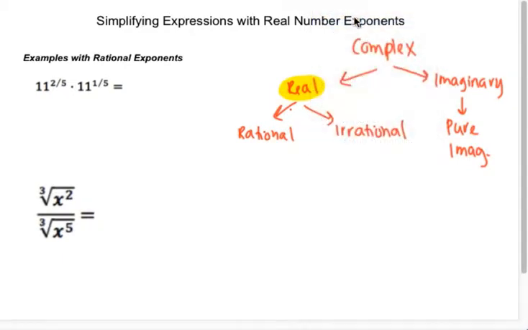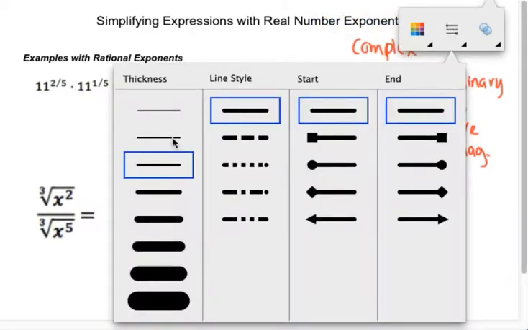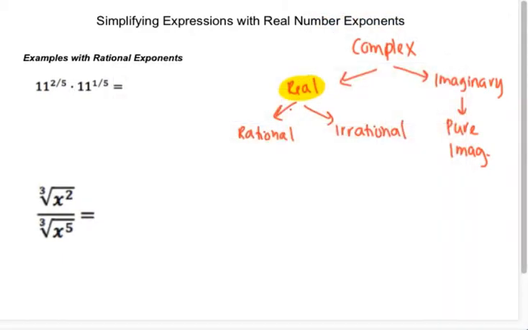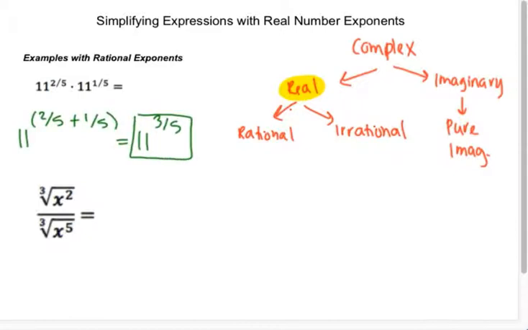So today we're going to be looking at real exponents. So our exponents are going to be ones that are rational and irrational. And all you're doing is using your properties of exponents to simplify here. On this first example, notice that the base is the same, so you add your exponents. So you get 11 to the power of 2/5 plus 1/5, which is 11 to the power of 3/5.